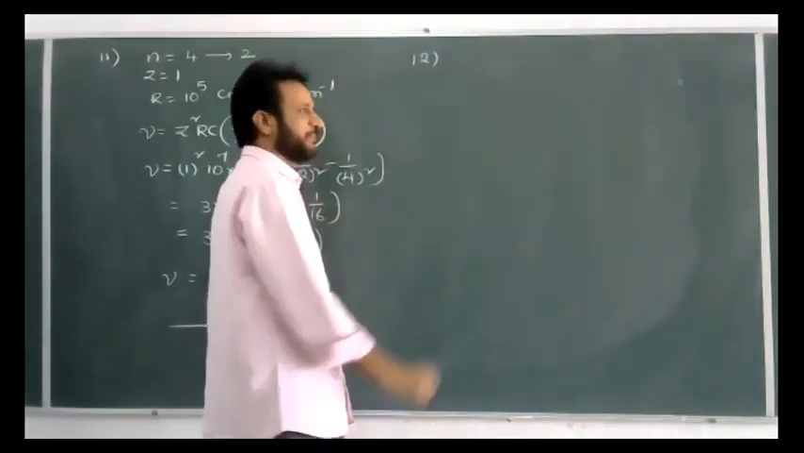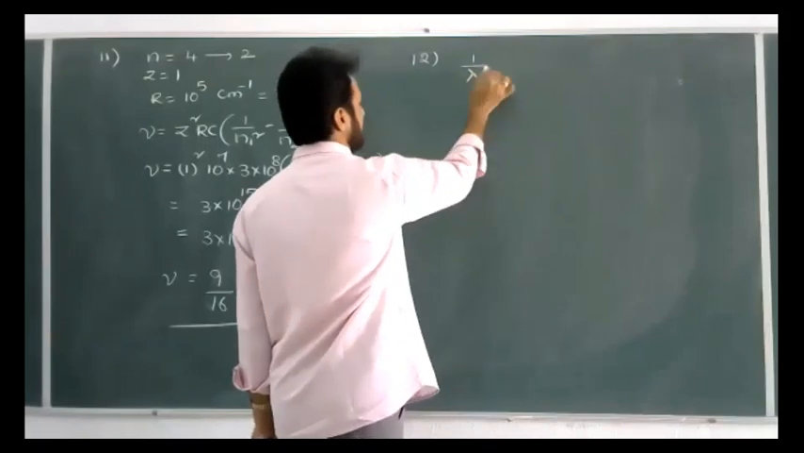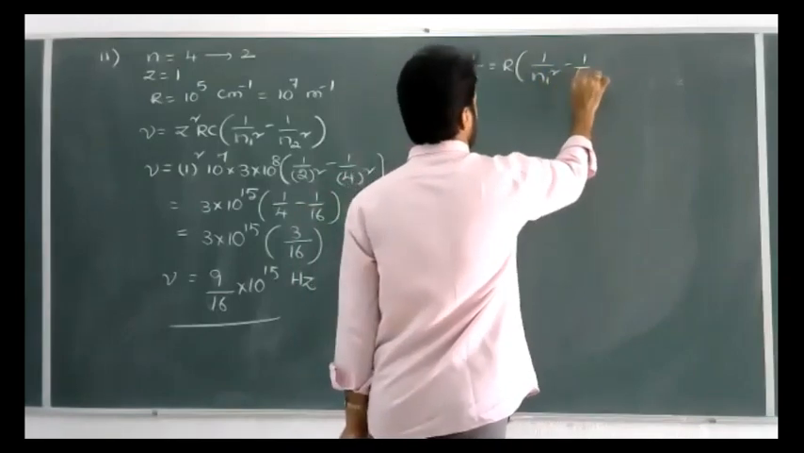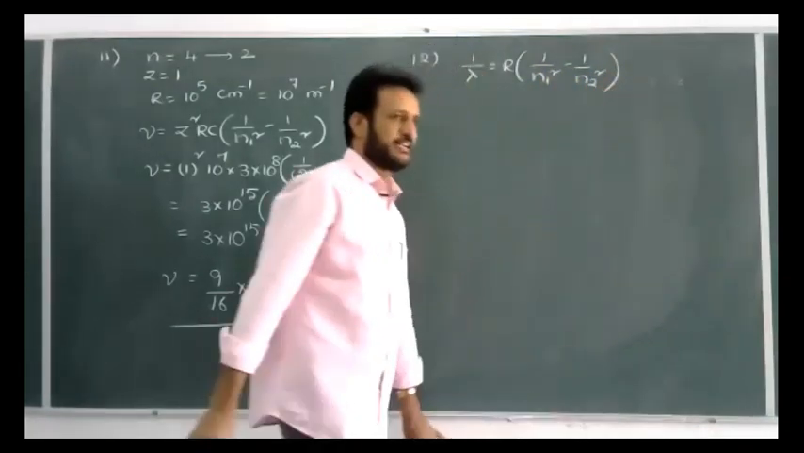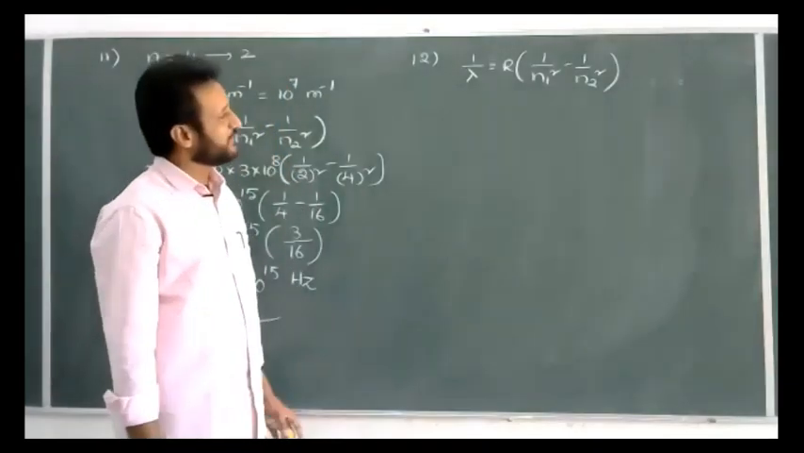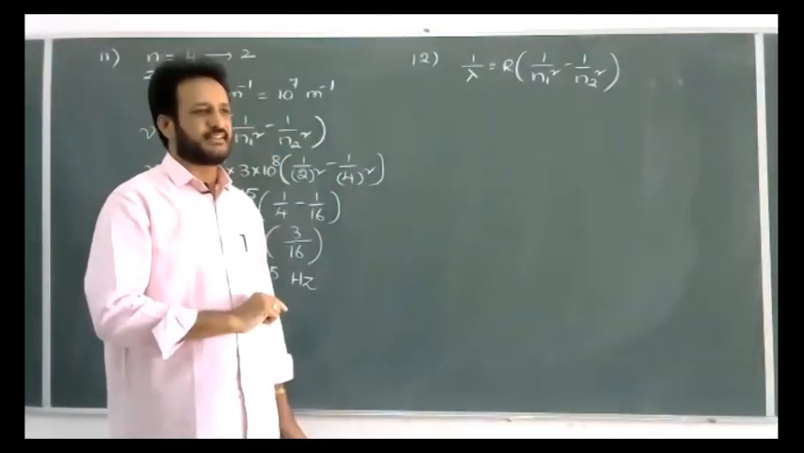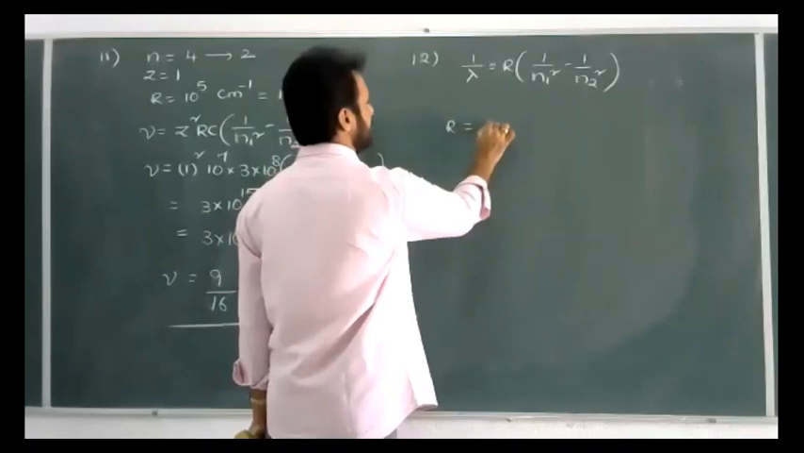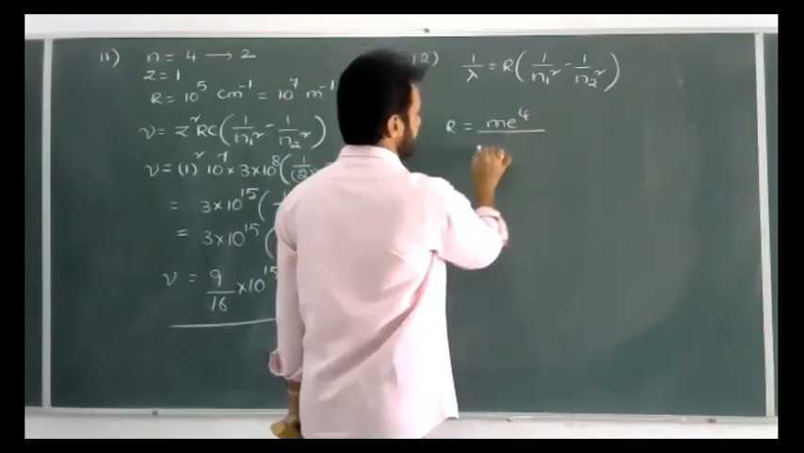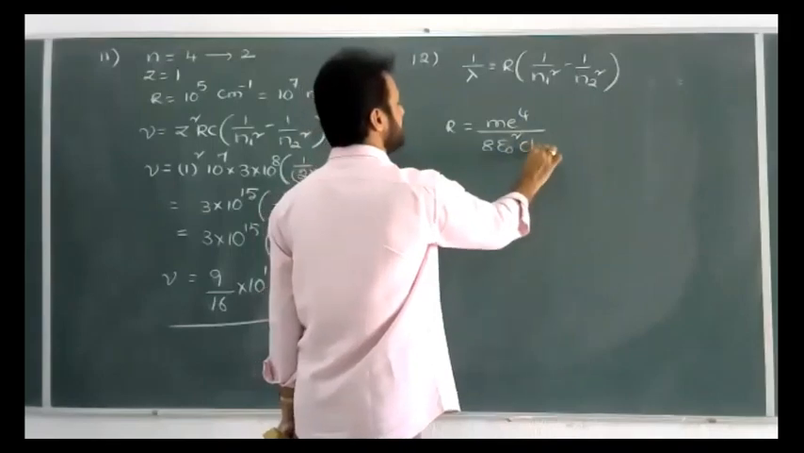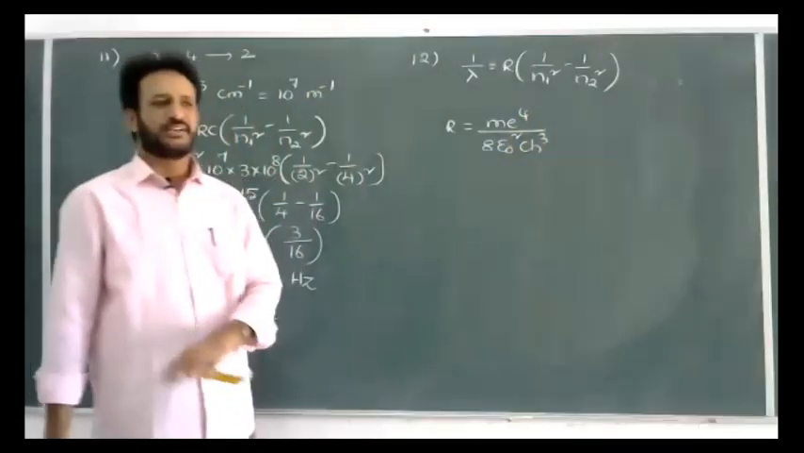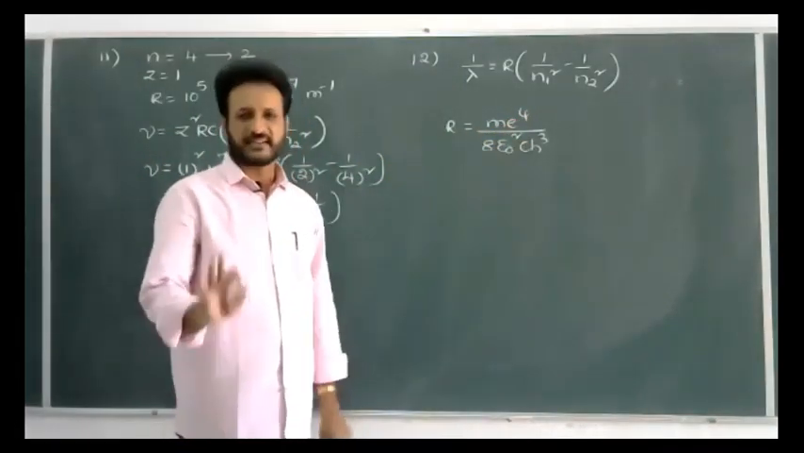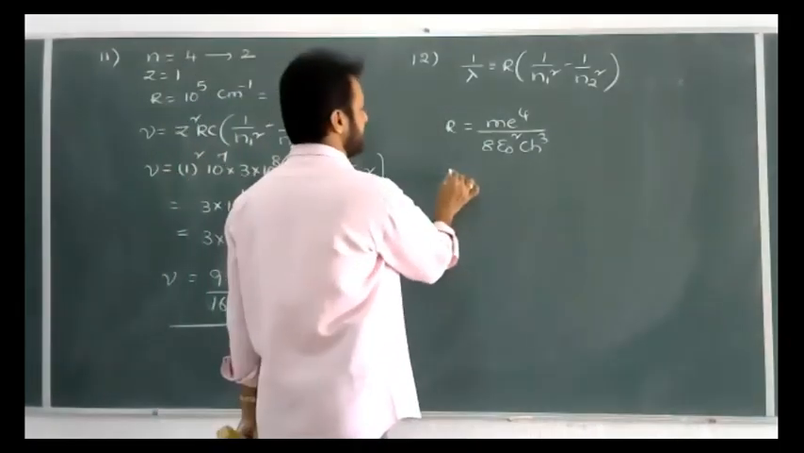Generally we know the Rydberg formula: 1 by lambda is equal to R into 1 by N1 square minus 1 by N2 square. It is the general formula for a hydrogen atom. But what they gave is a hypothetical particle, not a hydrogen atom. So generally Rydberg constant R is equal to m e power 4 by 8 epsilon naught square into C h cube. It is a formula for the hydrogen atom with the electron, but they gave a hypothetical particle.